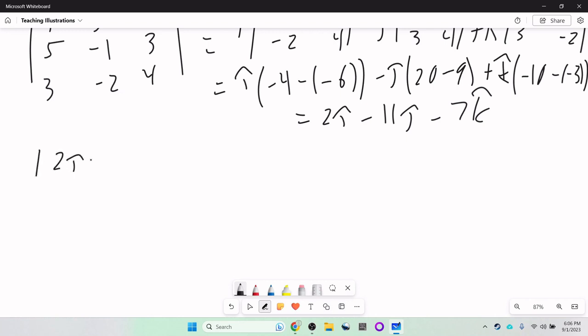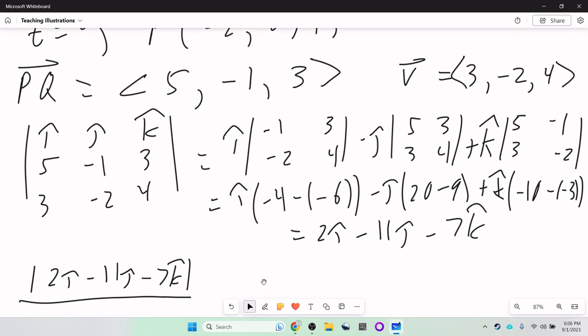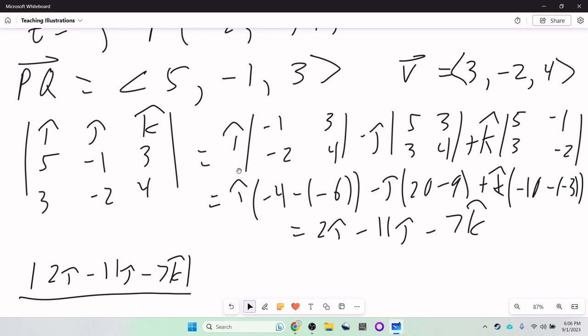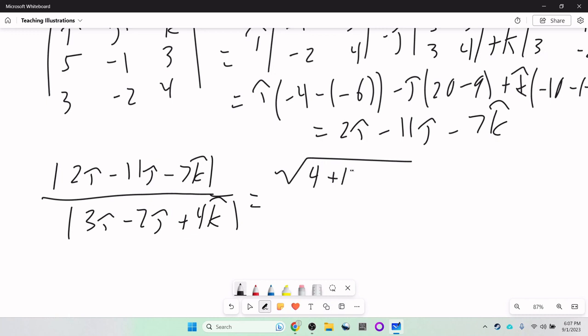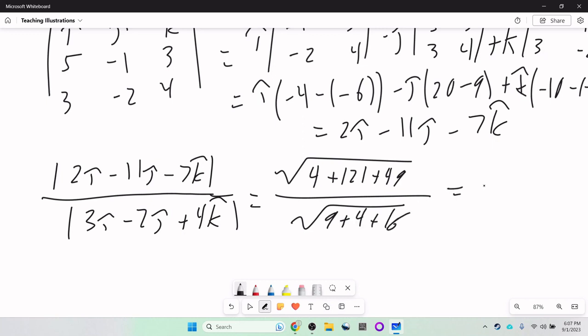So we need the length of that, 2i minus 11j minus 7k, divided by the length of V. Again, the reason why it's V is because if we were to rescale this line so it was going faster, it shouldn't matter. We don't want how long the velocity vector is to affect it. Only the PQ should still be there. What was V? It was 3i minus 2j plus 4k. So that gives us the square root of 4 plus 121 plus 49 over the square root of 9 plus 4 plus 16, which is the square root of 174 over the square root of 29, which happens to reduce to the square root of 6. So that's our answer. That's the distance.